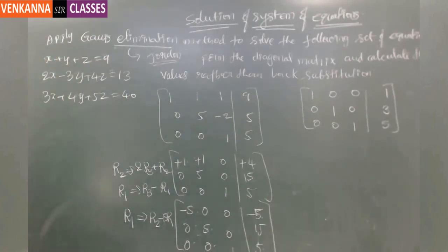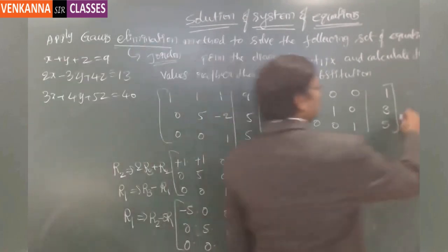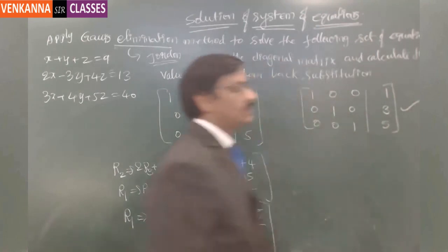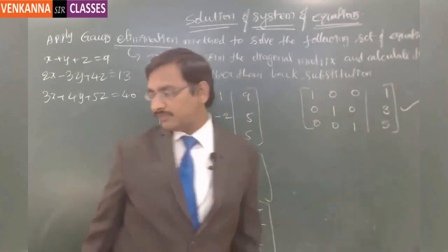I think it's not tallying with the answer, right? 1, 3, 5. Yeah, this is correct. In the previous one, okay, anyway, so this answer is correct. So I will check actually where the mistake was in the previous one. So this answer is correct. So 1, 3, 5. Yeah.